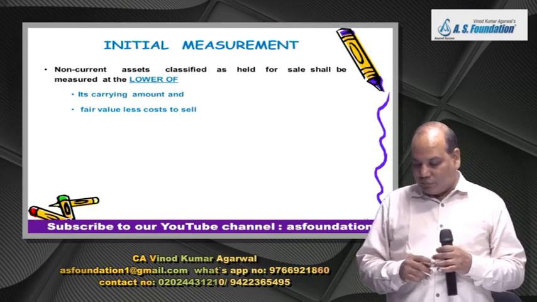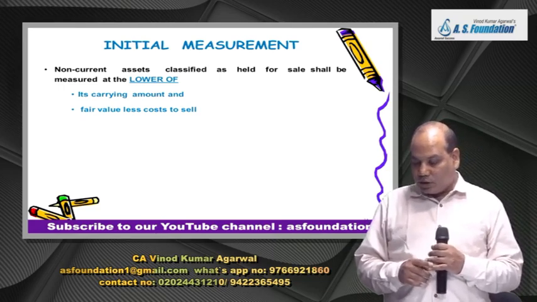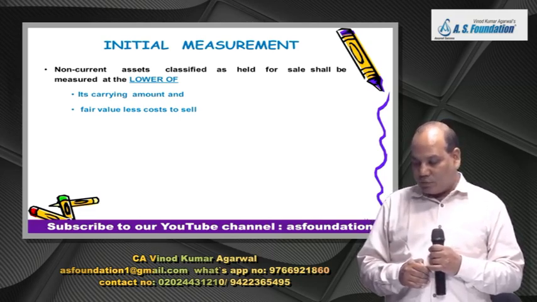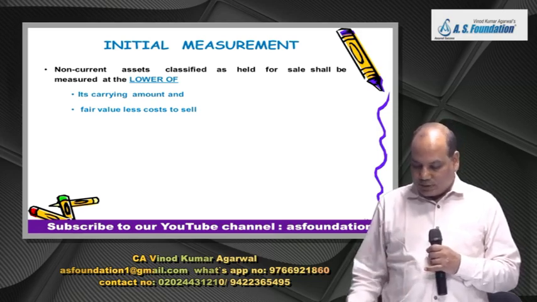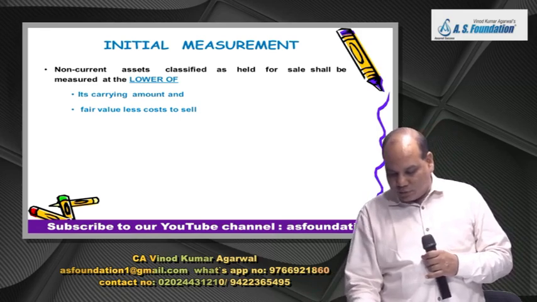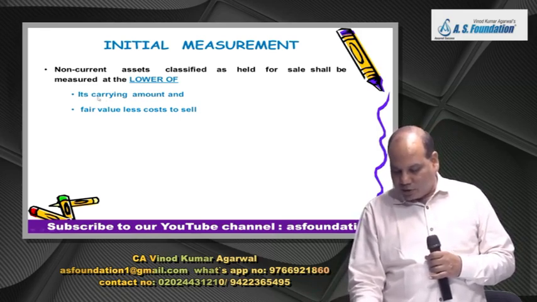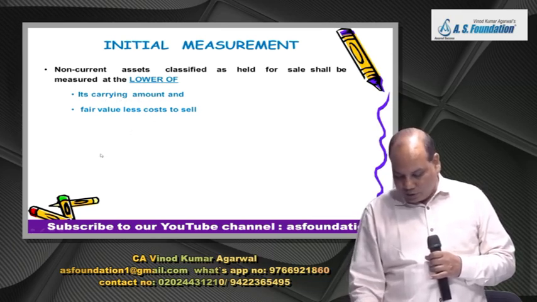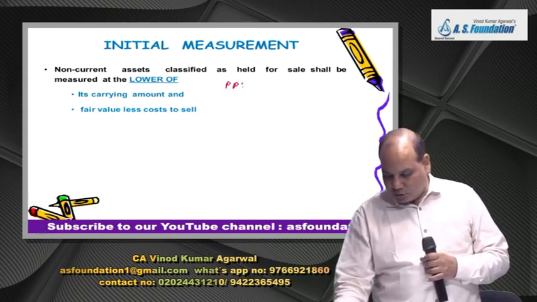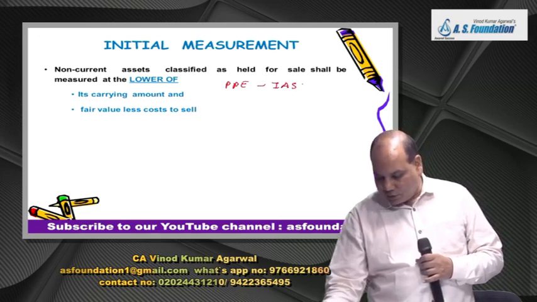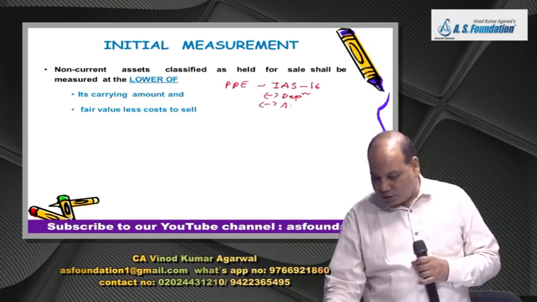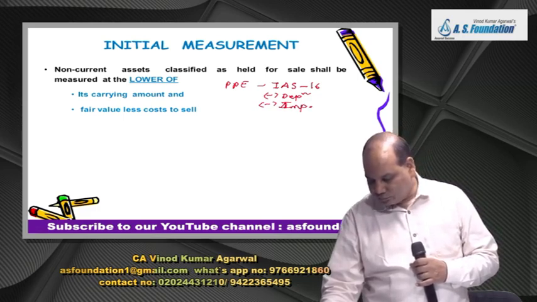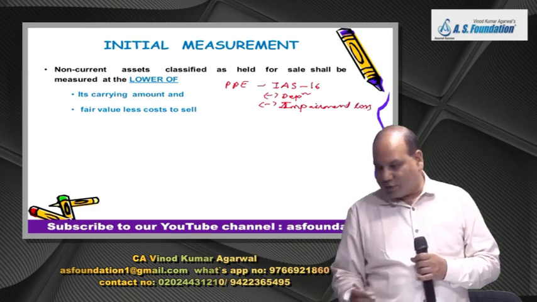Now come to the accounting part. What will be the measurement principle? The measurement principle for a non-current asset held for sale is the lower of the two: its carrying amount and fair value less cost to sell. What about the carrying amount? How will you calculate it? You will apply the respective IFRS. So if it is a property, plant, equipment item, then you will apply IAS 16 till the date of classification. You will provide depreciation up to the date of reclassification as held for sale. You will also provide impairment loss up to the date of classification as held for sale.